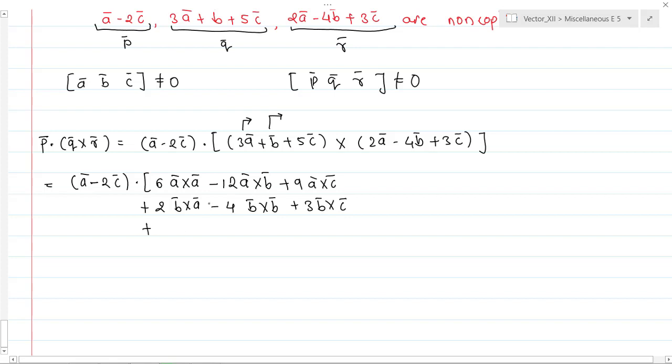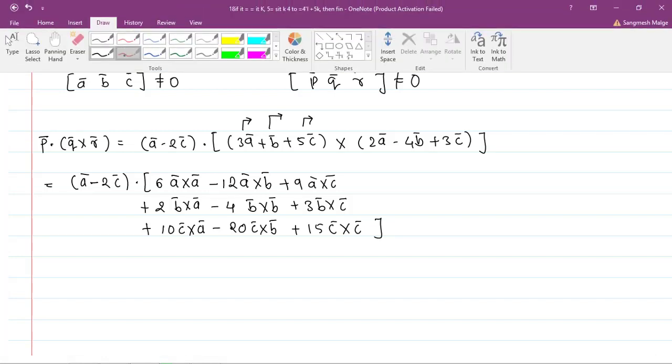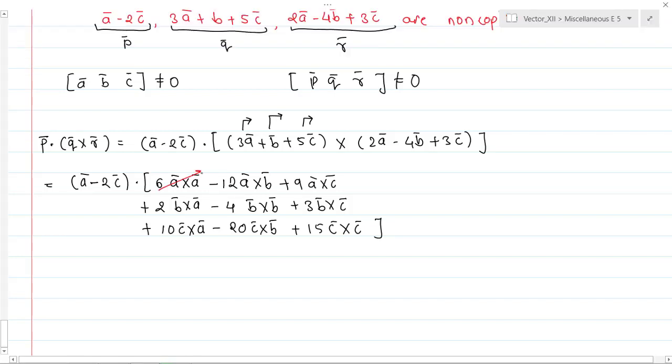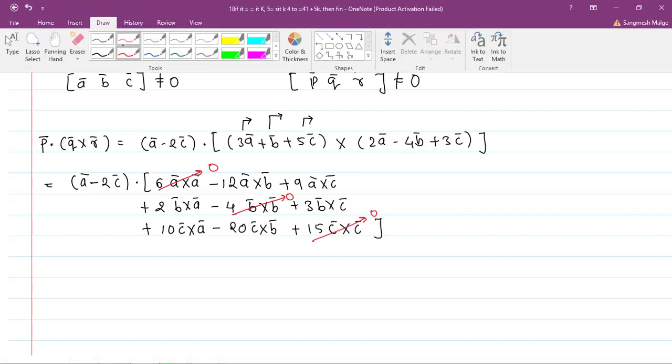And the next is multiply with this 5C bar. So 5 into 2 is 10 C bar cross A bar, minus 5 into 4 is 20 C bar cross B bar, then plus 15 C bar cross C bar. This is what we have inside the bracket. Now let's cancel what can be 0. A bar cross A bar is 0, B bar cross B bar is 0 and C bar cross C bar is 0, because of the cross product of the same vectors.